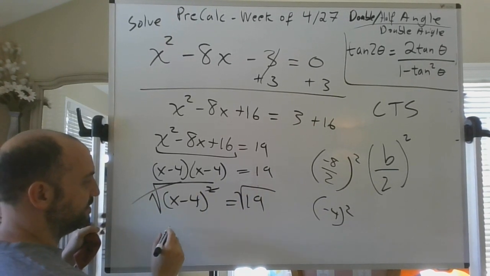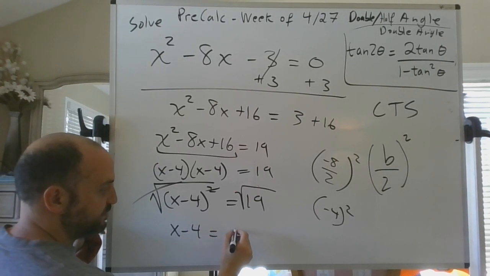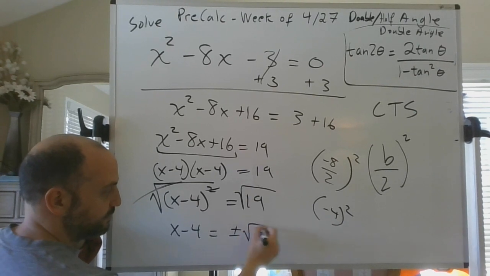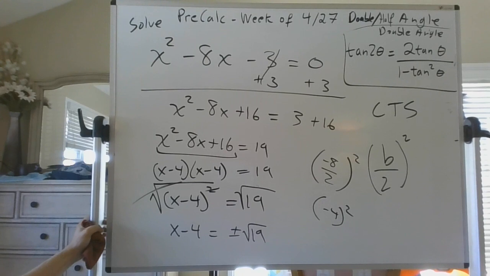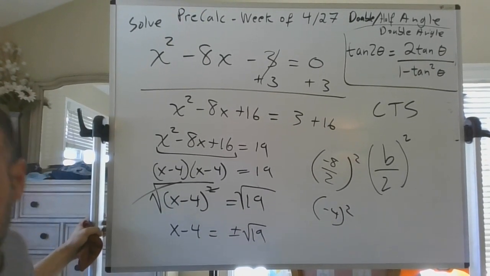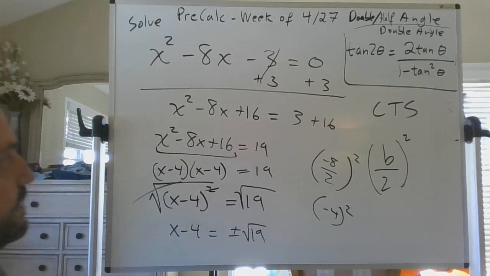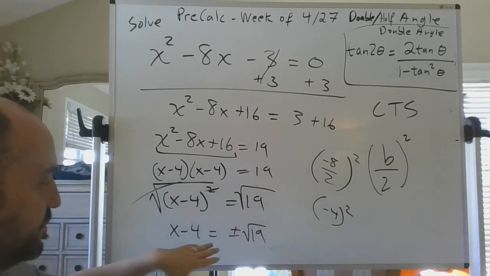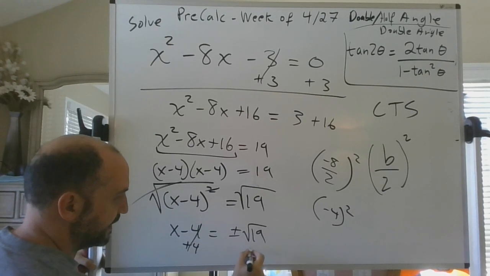Square and square root cancel. You're left with x minus 4 equals square root of 19. Now just be careful. With square root of 19, I'm going to put plus or minus square root of 19. I'm solving for this, so I want to make sure I put plus or minus for the square root. Now, we do not have a perfect square for 19, so we're just going to leave that as is. But we are going to move 4. So we're going to do plus 4 and then plus 4 here.